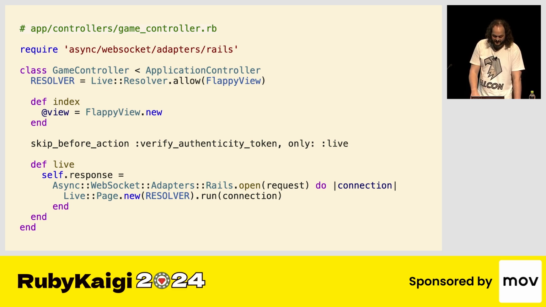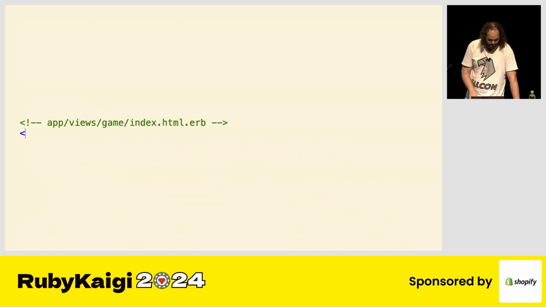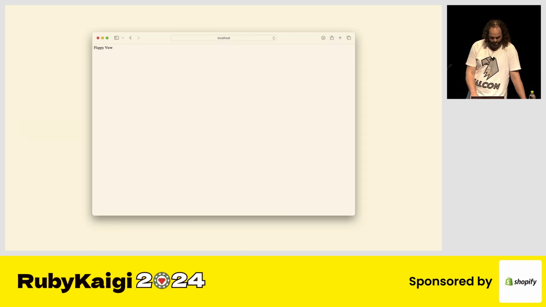I'd like to point out that it was a huge achievement to make WebSockets work in Rails like this. Finally, let's update the index view so that it renders the initial tag. This will generate the initial static HTML as per the view render method.